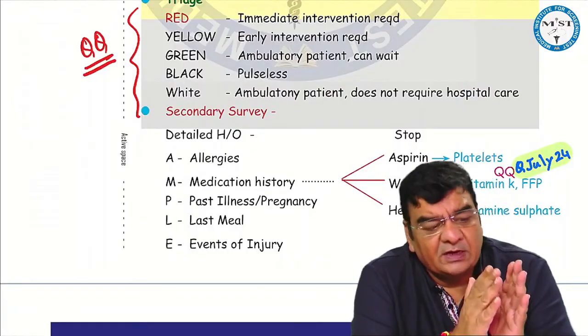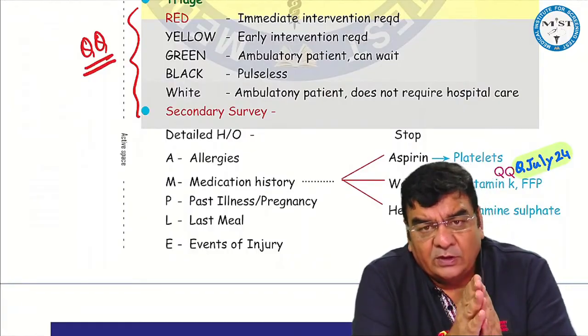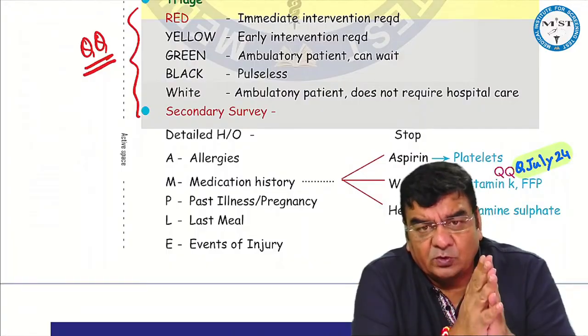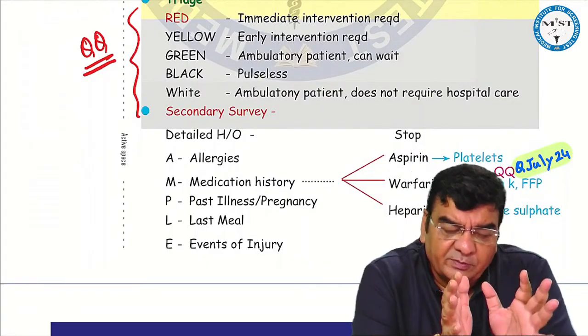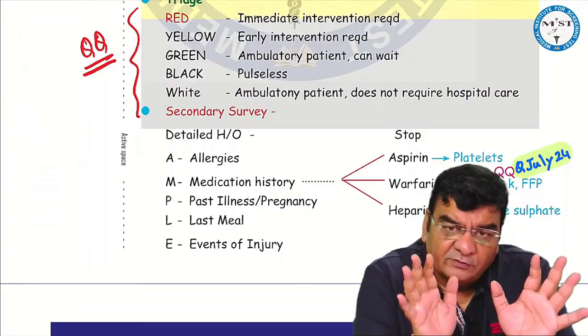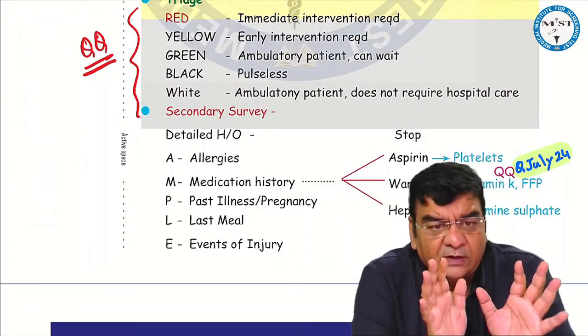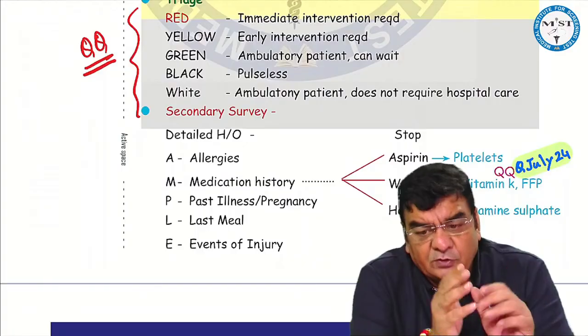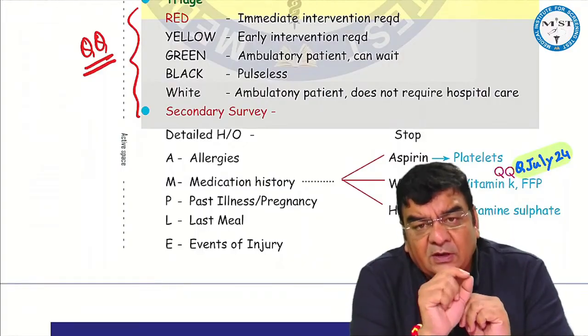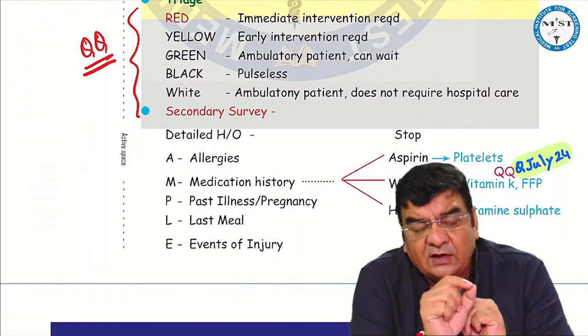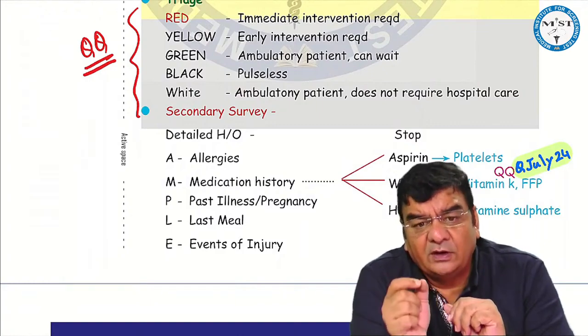Once we have done this airway, breathing, circulation, disability, exposure story, we are able to supply oxygen to the vital organs. Life of the patient is saved. Now we have got sufficient time. We do secondary survey. When we take the detailed history, we should not forget about AMPLE: A for allergy, M for medications, P for past illness, pregnancy, L for last meal, and E for events of injury.